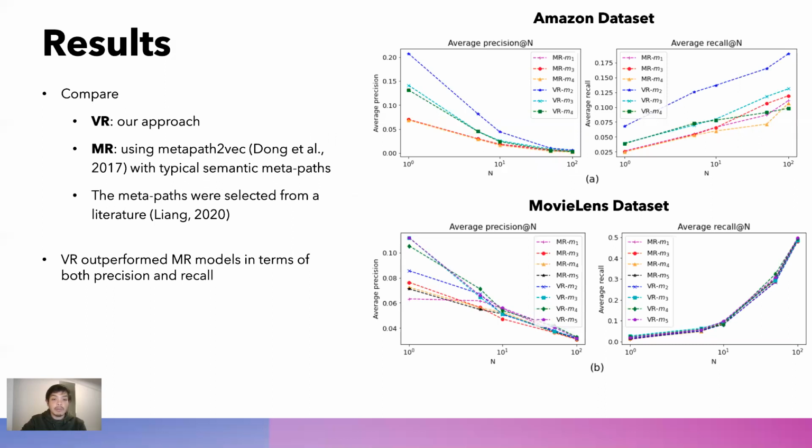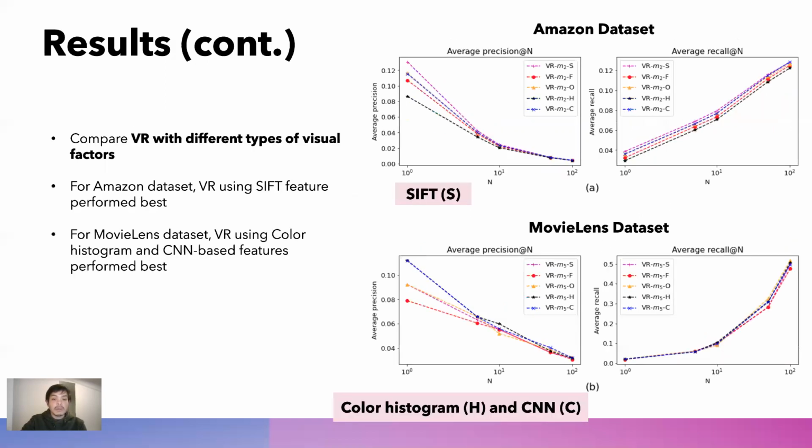In the first experiment, we compare our approach, named VR, and the baseline, named MR, which uses Metapath2vec based on metapaths with only semantic factors. We apply several metapaths selected from the literature for comparison. According to the result, our approach outperformed MR models in terms of both precision and recall. We also compare our approach with different types of visual factors. From the result, our approach with SIFT performed best for the Amazon dataset, while color histogram and CNN-based features performed best for the MovieLens dataset.